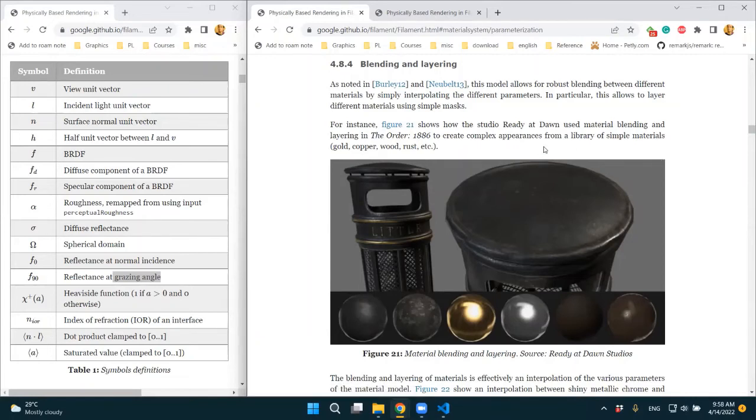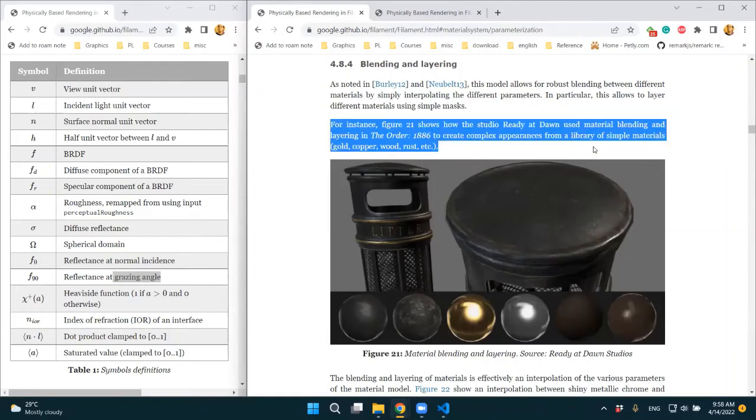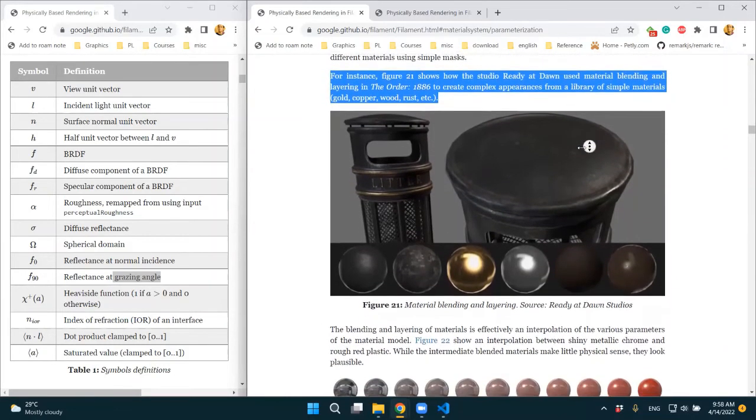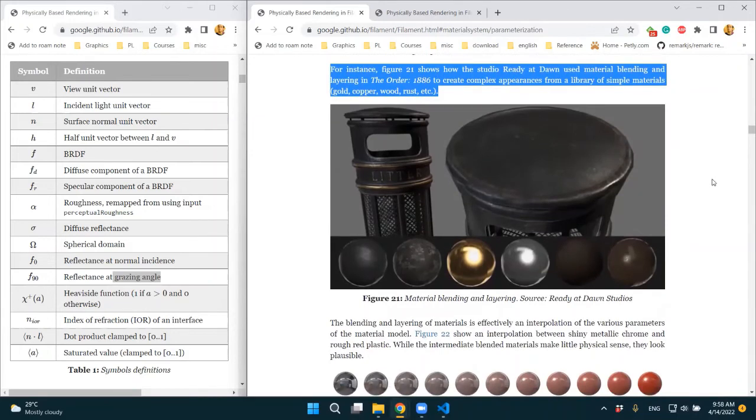Or is it saying that you just have a single texture for the entire object, and the interpolation between areas of varying properties is continuous and smooth and nice looking? So the blending and layering of materials is effectively an interpolation of the various parameters of the material model. Yeah, I think you could bake the interpolated values into the texture, if you want to just apply it. But then you cannot do it dynamically, right? If you bake into texture.